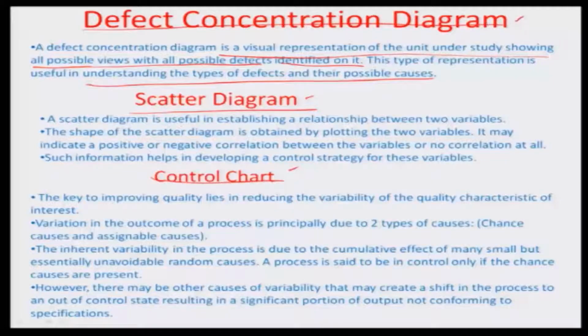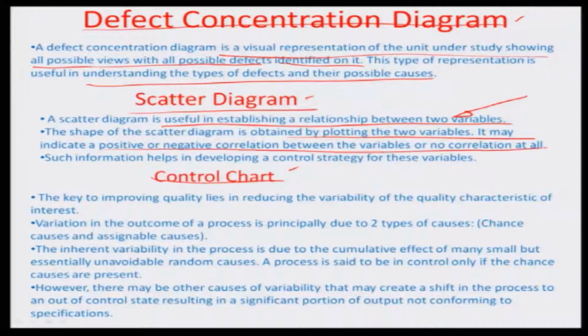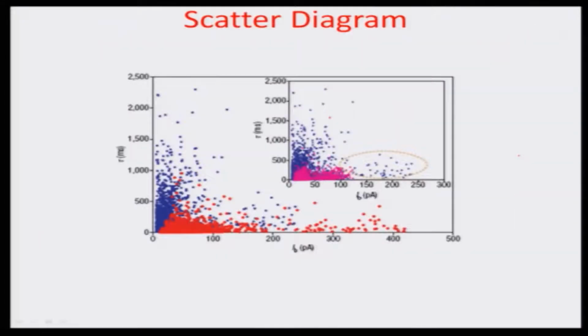There are also diagrams which are called scatter diagrams, and typically they are useful in establishing a relationship between two variables. The shape of the scatter diagram is obtained by plotting the two variables. It may indicate a positive or a negative correlation between the variables or no correlation at all, and such information sometimes helps in developing a control strategy for these variables. For example, let us say we look at a scatter diagram here. This is actually representing the current versus the time of a certain process.